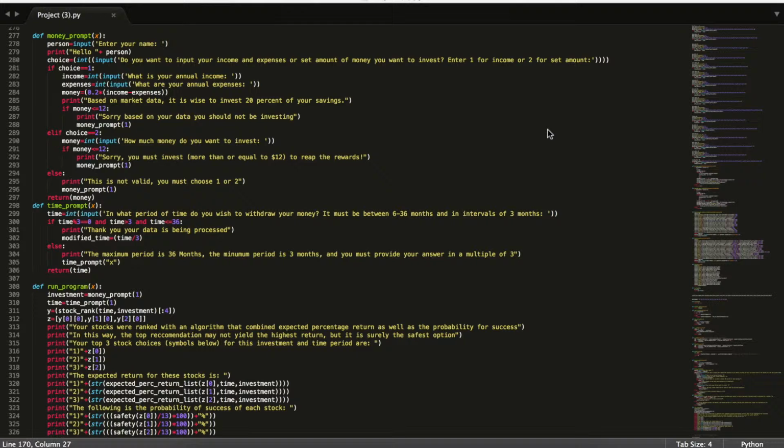If the user inputs a wrong input in any of these cases, this recursively leads back to the start of the prompt and allows the user to re-input a valid response.